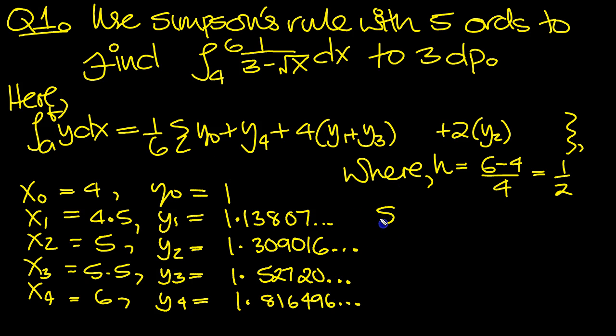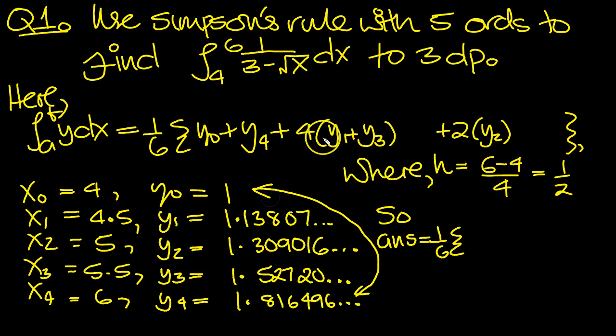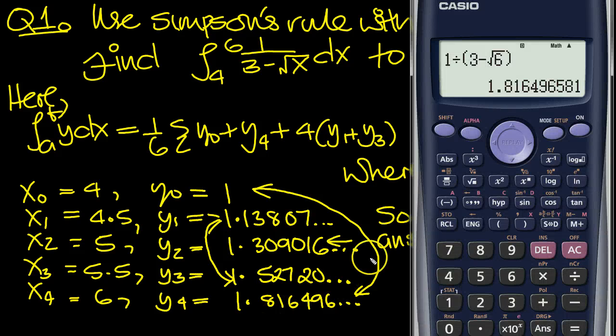So the answer then is equal to 1 over 6 times, and let's work out this number here. So it's y0 plus y4, this one plus this one, plus 4 lots of y1 plus y3, these two added, and then we've got just 2 times this one here, which is y2. So let's tap those in the calculator then.